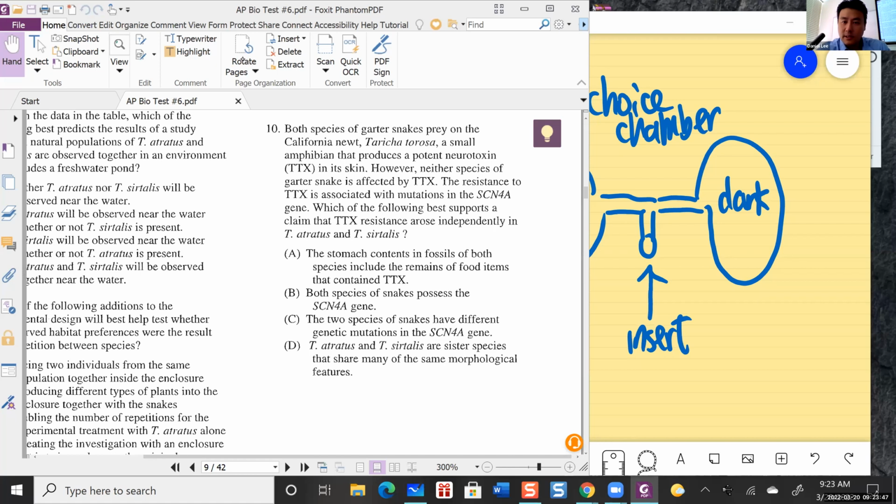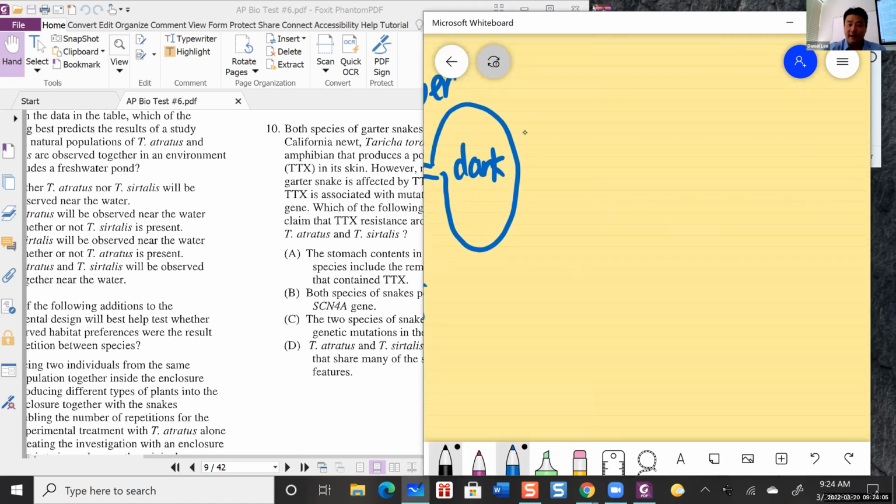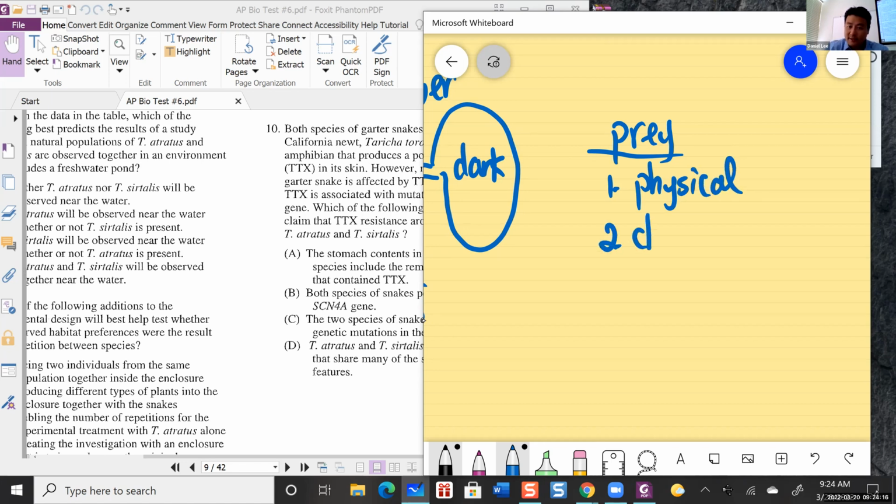All right, so let's look at the next one, number 10. Both species of garter snake prey on newt, which is an amphibian that produces a potent neurotoxin. So again, the toxin is a chemical defense that prey have, right? If you're a prey, what kind of defense would you want? Okay, if you're a prey, you want to protect yourself. So there's physical defense, like the thorns or porcupine hair. There's chemical defense, such as the example here, neurotoxins. If you eat it, you're probably going to die, right? Chemical defense. There's also behavioral defense.